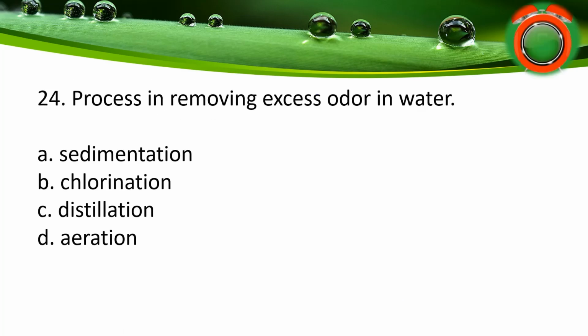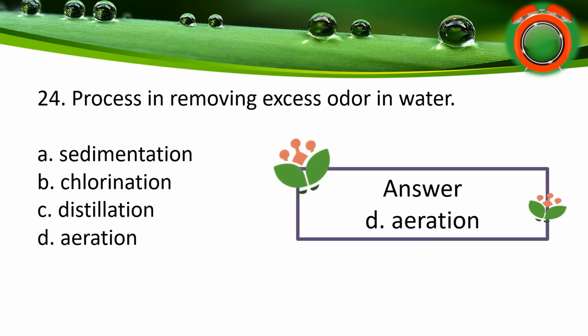Number 24 question. The process of removing excess odor in water. A. Sedimentation. B. Chlorination. C. Distillation. D. Aeration. The correct answer is D. Aeration.